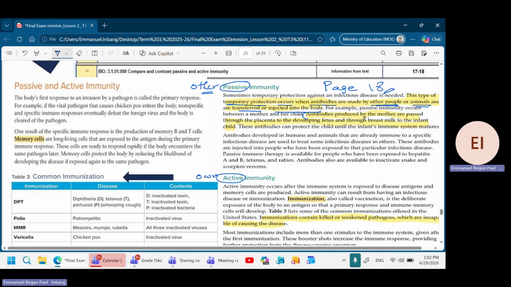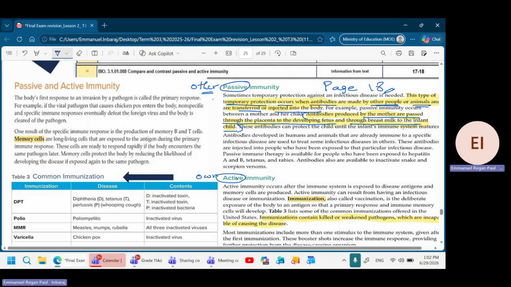So a very important question is this, you see, antibodies produced by the mother are passed through the placenta to the developing fetus and through the breast milk to the infant child. So through the breast milk, the mother supplies antibodies to the child. This is an example of passive immunity. Don't forget. This is a very important question. Antibodies from mother are given to the fetus, that means baby, through the breast milk for infants. This is an example of passive immunity.